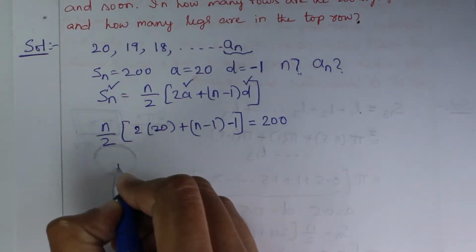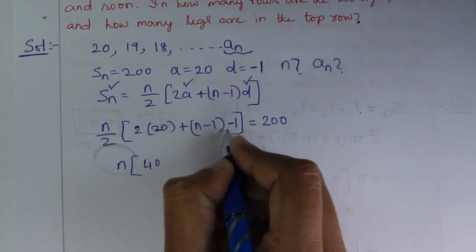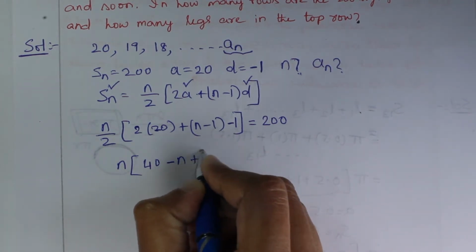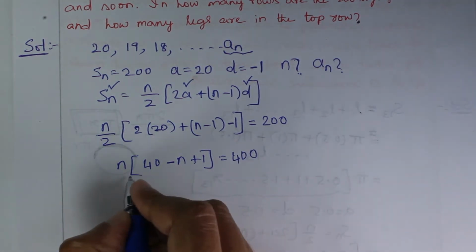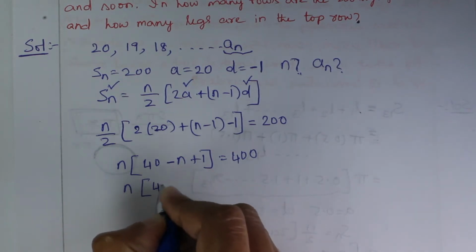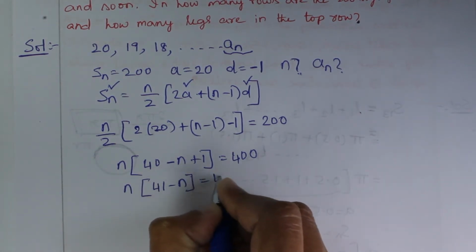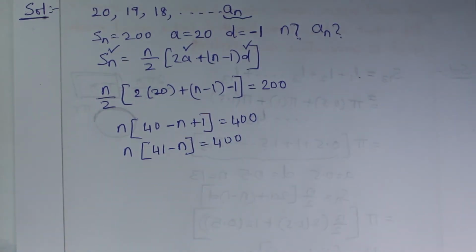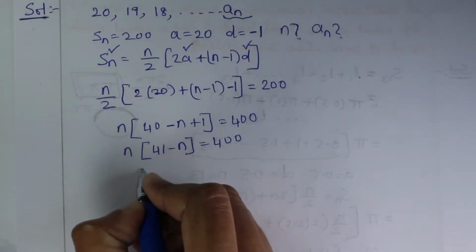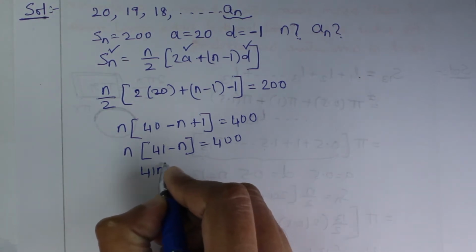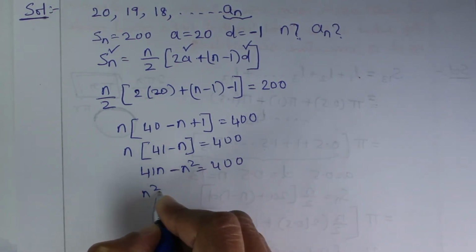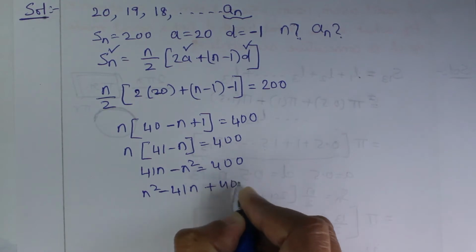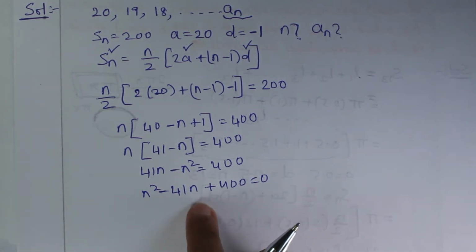Okay. So n into 40 minus n plus 1 is equal to 200 into 2, 400. n into 41 minus n is equal to 400. So 41n minus n square is equal to 400. So n square minus 41n plus 400 is equal to 0. So this is a quadratic equation. We will solve this equation to get the values of n.